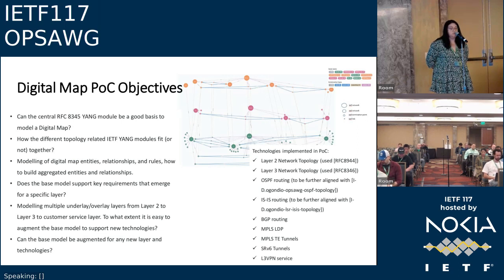We also want to evaluate if the base model supports key requirements that emerge for a specific layer. We modeled multiple layers from layer two up to the customer service layer, and we want to see how easy it is to extend the base model to support new technology, and whether the base model can be augmented for any new layer, new technology. So you can see here on the right, I won't go through it, different technologies that we evaluated during this talk. Next, please.